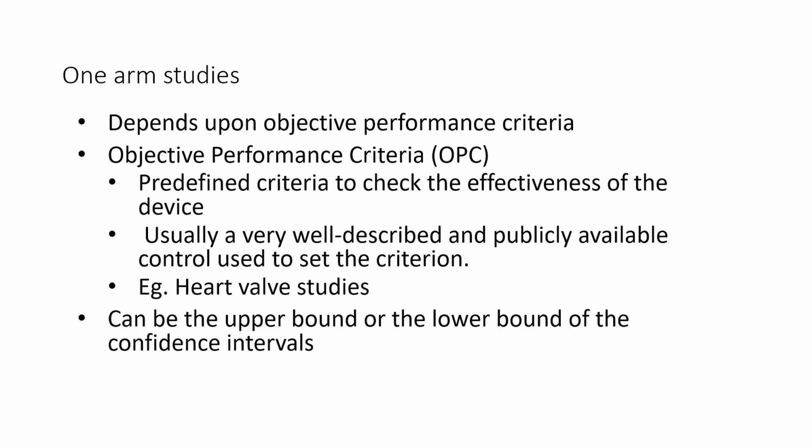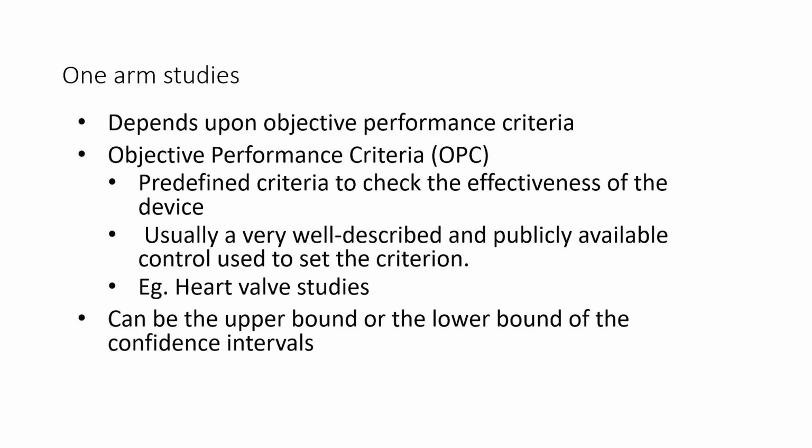There are one-arm studies which depend on the objective performance criteria, right? Objective performance criteria, or the OPC, is a predefined criteria to check the effectiveness of the device or tissue construct or biomaterial. Usually a very well described and publicly available control is used to set the criteria, right? Like, for example, heart valve studies, which are soft tissue mimics, almost, right? In certain cases they could be rigid valves, but you're looking at heart valve studies, so there are some standard treatment modalities. What are the effects? They have been well characterized.